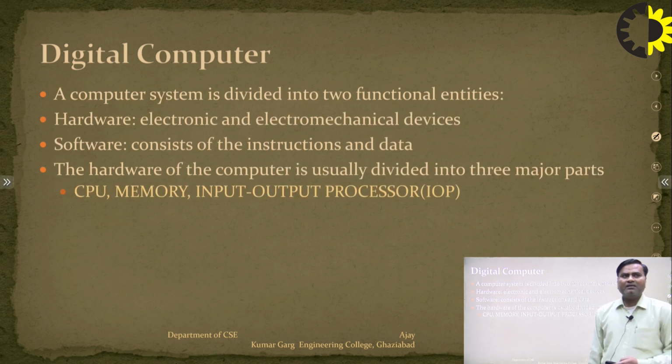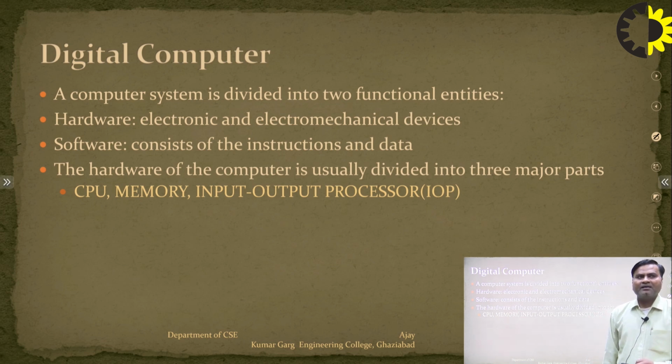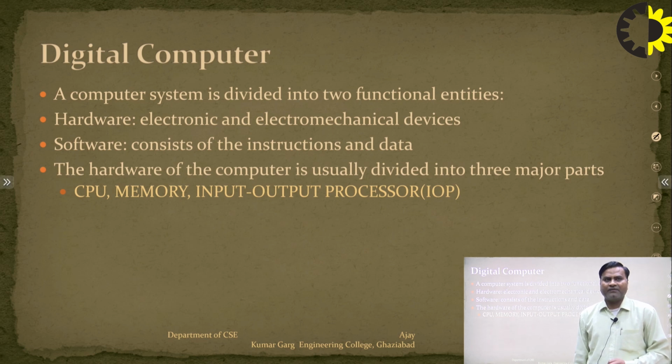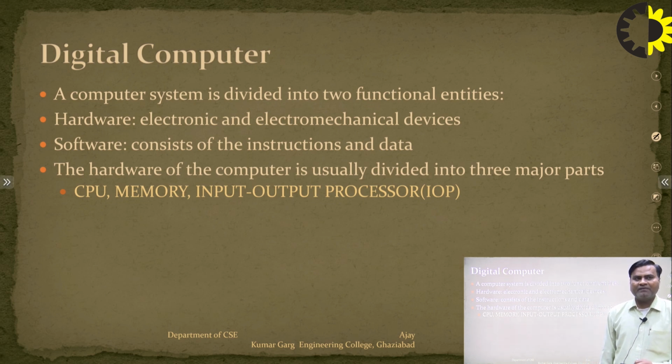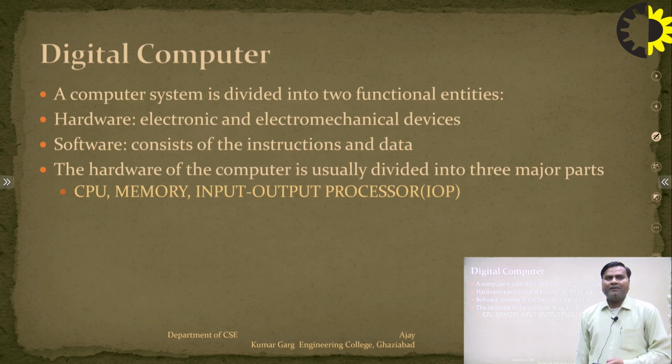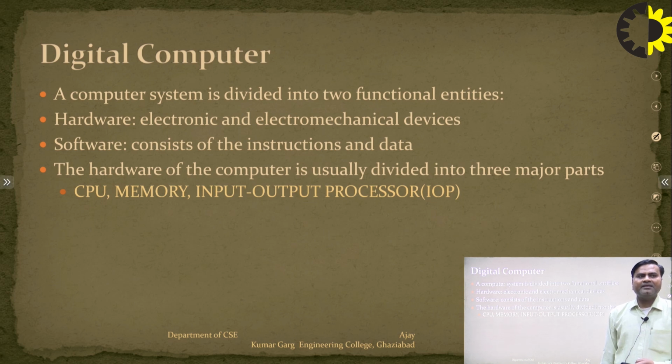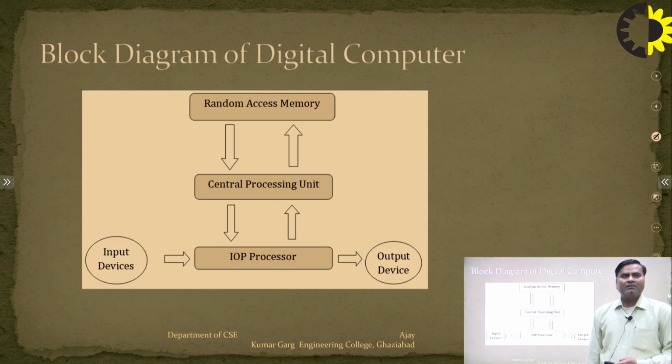If we talk about the computer system, it is divided into two functional entities, that is, hardware and software. Electronic and electromechanical devices are called hardware, and software consists of instructions and data. The hardware of the computer is usually divided into three categories: CPU, memory, and input-output processor, that is, IO.